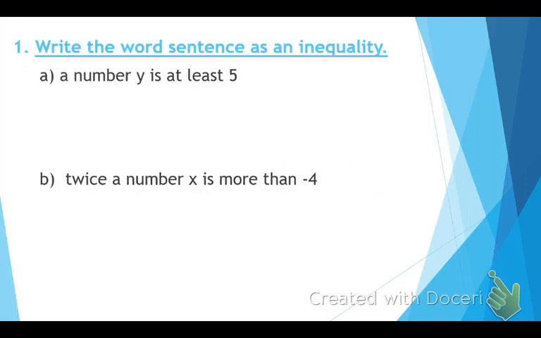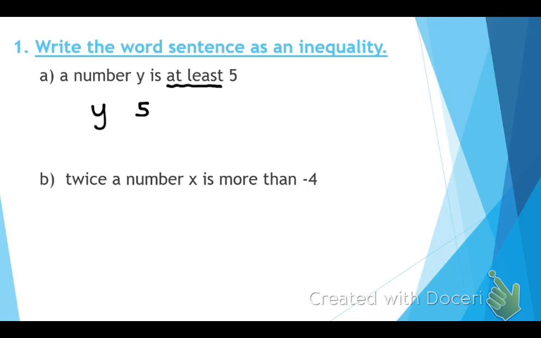The first thing it says is to write the word sentence as an inequality. Just remember, an inequality is when you have a greater than or less than symbol in it. The first one is a number y is at least 5. The first thing we're going to do is put y. Then the next thing is the number. What number is there in our original problem? 5. Now the hardest part is this right here where it says at least.